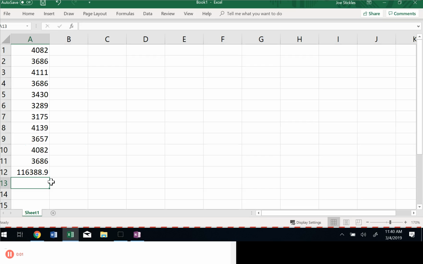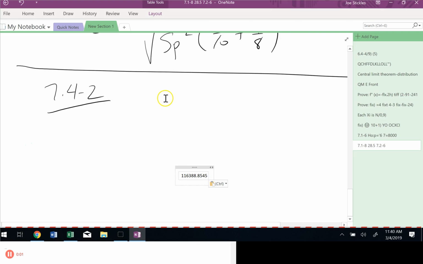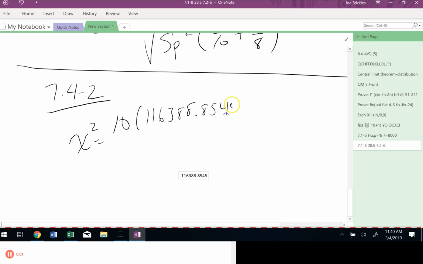Okay. So our test statistic then will be 10 times our sample variance, divided by what we think the true variance is. That'll be our test statistic for testing the variance of the population.